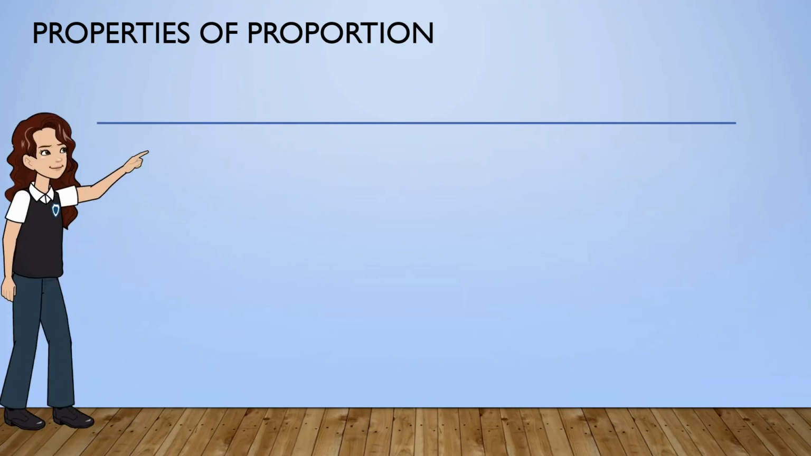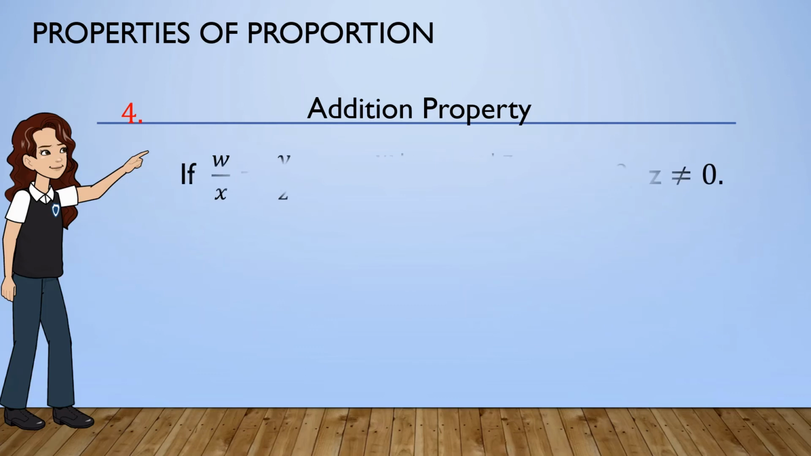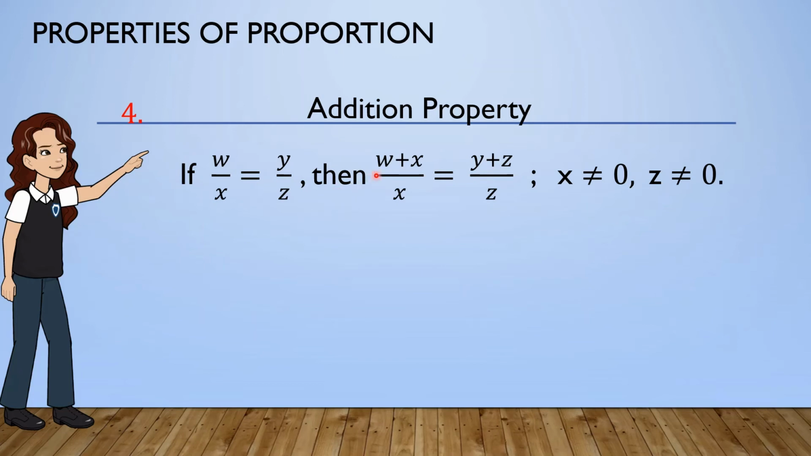Next, the fourth property is called the addition property. If W over X is equal to Y over Z, then look at this. W plus X over X, so the same, W plus X over X is equal to Y plus Z over Z. So we have addition here in the left and in the right side, provided that X is not equal to 0 and Z is not equal to 0.